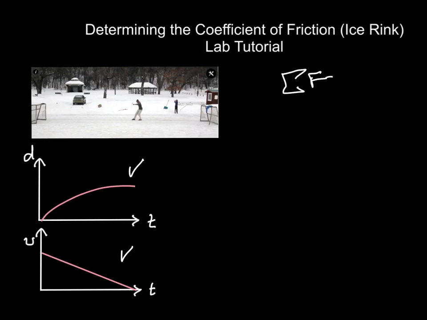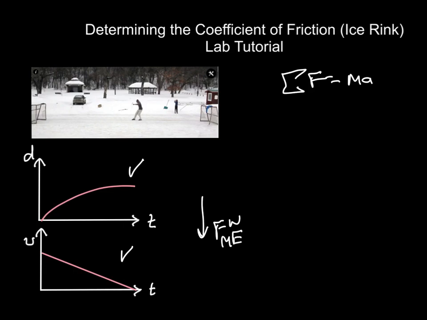And you're at the point of the lab where you are asked to use Newton's second law and the acceleration that you found to find the coefficient of friction. So remember that we can never use Newton's second law effectively without a free body diagram. So I'm going to draw a free body diagram for the man on the ice now.